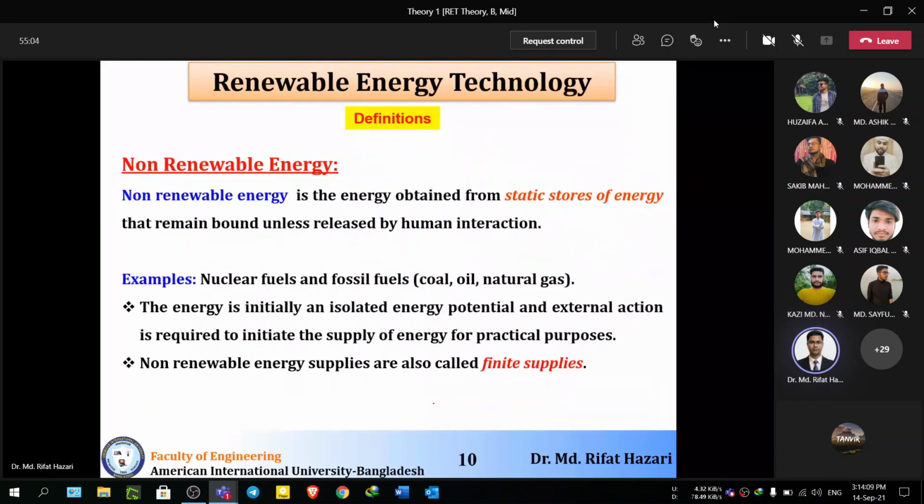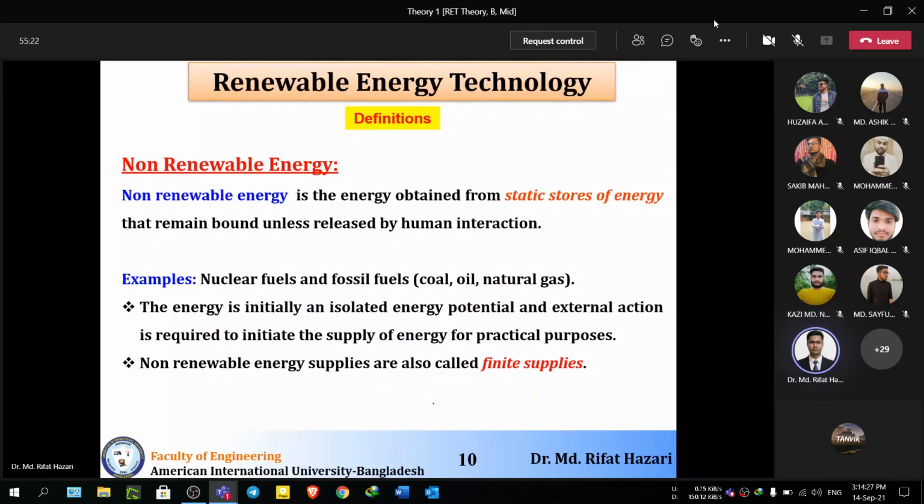So let's talk about non-renewable energy. Well, you already have the idea. What are the non-renewable energy? For example, nuclear, for example, coal, for example, oil, for example, natural gas. These are actually your what? Non-renewable energy. So what is the standard definition of non-renewable energy?